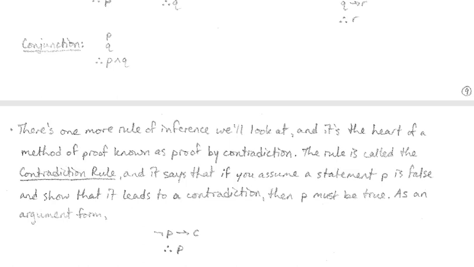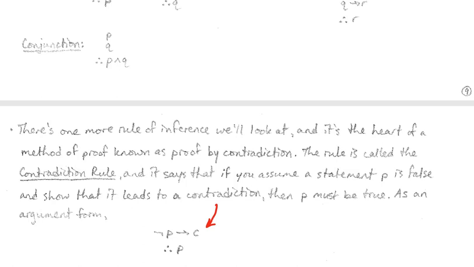What it says is that if you assume a statement P is false, aka assume not P is true, and show that this leads to a contradiction, again, contradictions we usually denote by the letter C, then P has to be true. So if assuming the opposite of something leads you to a contradiction, then what you assumed, aka the not of something, is wrong, and the something then has to be true.